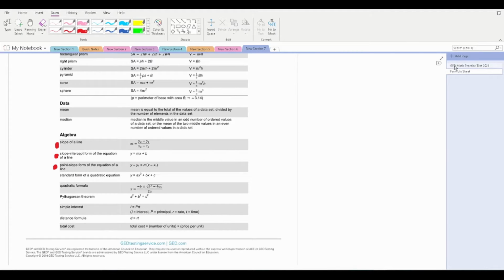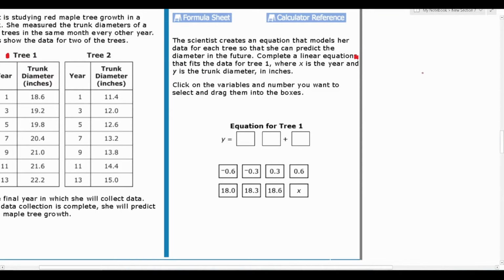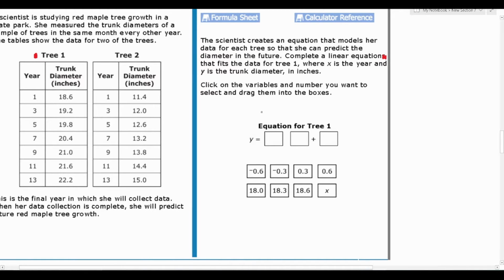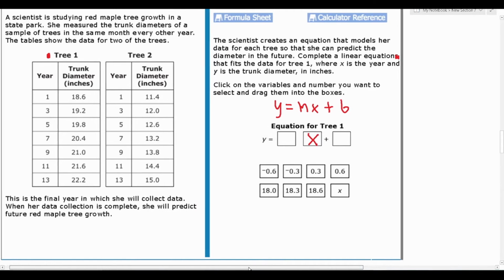So let's go ahead and go back to this problem. Again, we're just writing the equation of a line for tree 1. So as we can see, our answer is going to be in slope-intercept form. So it's going to be of this form, y equals mx plus b. So we know this is going to be our slope, which we have to calculate. This is going to be x, and this box is going to be b, which we also have to calculate. So let's go ahead and work on doing that.